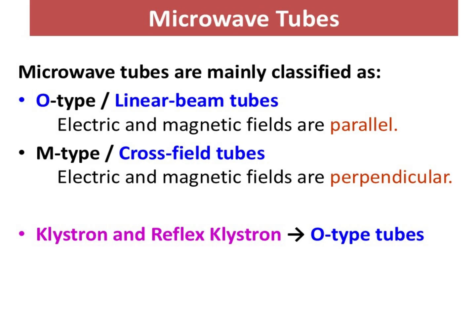Microwave tubes are broadly classified into two categories. The first is the O-type, or linear beam tube. Here, the electric field and the magnetic focusing field are approximately parallel. The second is the M-type, or cross-field tube, where the electric and magnetic fields are perpendicular. The klystron and reflex klystron belong to the O-type category. So, a two-cavity klystron is essentially a linear beam microwave amplifier.